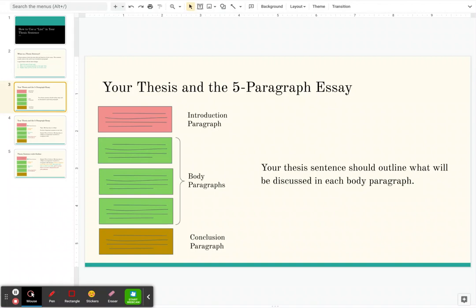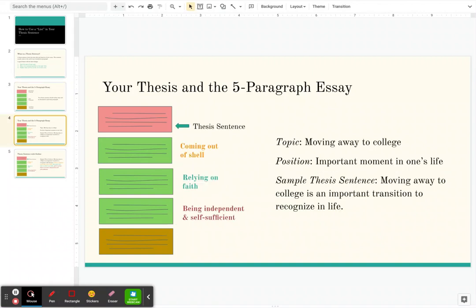If we look at your traditional 5 paragraph essay that you write in school, where you have your introduction and 3 body paragraphs and a conclusion, your thesis should outline or list the ideas that you'll cover in those 3 body paragraphs. So let's say I have an essay with the topic of moving away to college, and that I'm taking the position that this is an important moment in one's life.